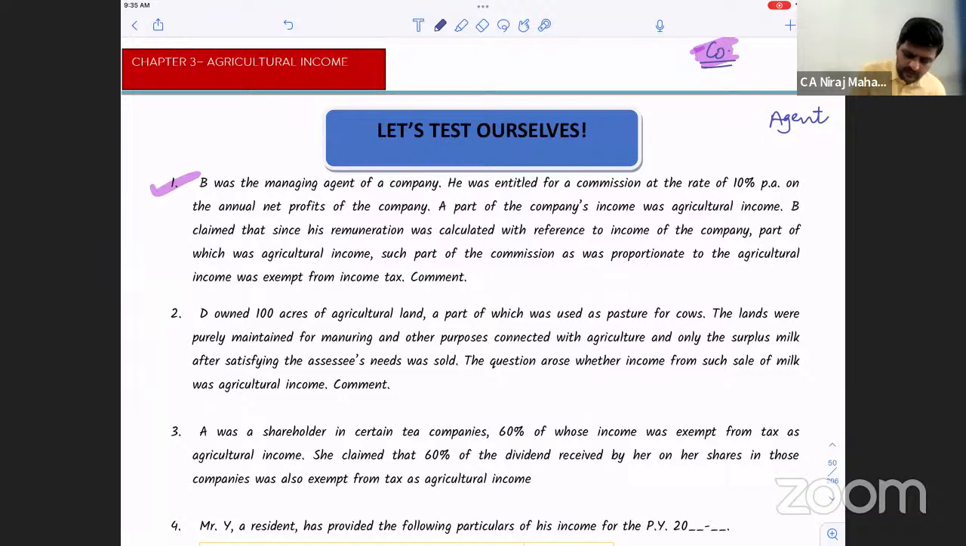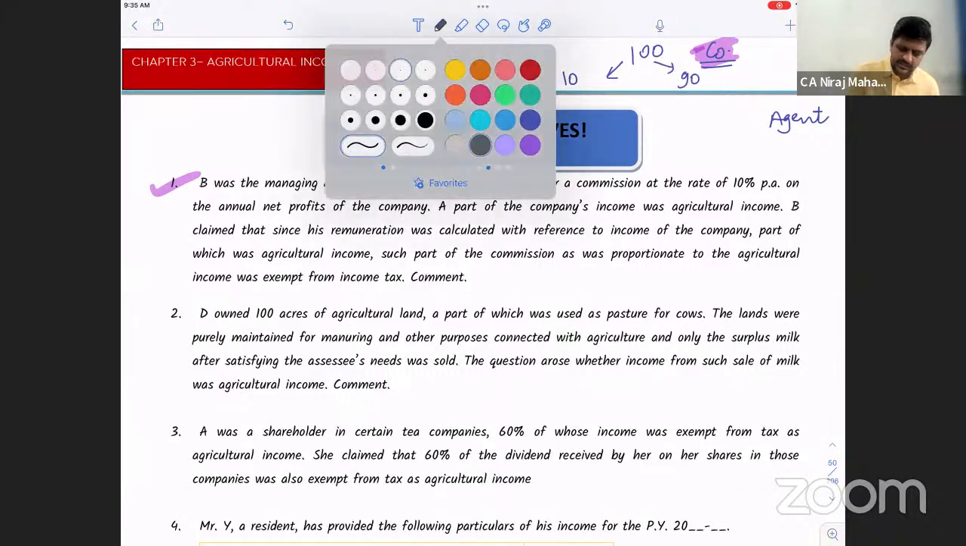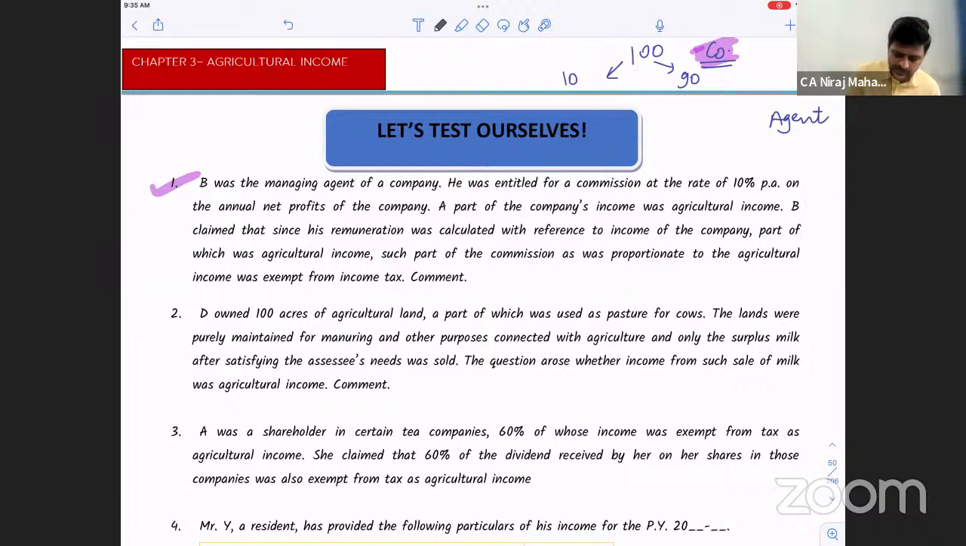Let us say the company earns 100 rupees net profit. And 10 rupees is coming from agricultural and 90 is coming from business. So the agent is saying that overall on 100, I should get 10 rupees as my commission. But out of my 10, 1 should be exempt and 9 should be taxable. Why should 1 be exempt? Because that 1 is coming as a percentage of agricultural income, which is exempt. Therefore, my commission out of agricultural income should also be exempt. What do you think? Is it right or wrong?